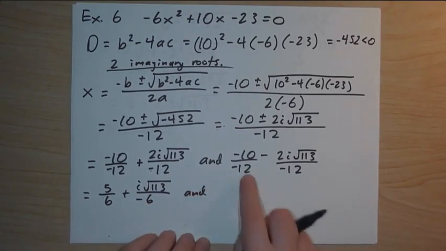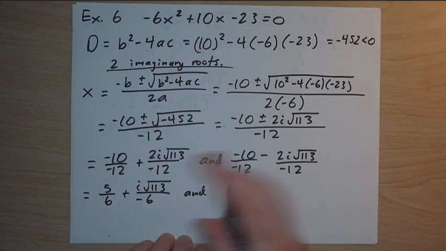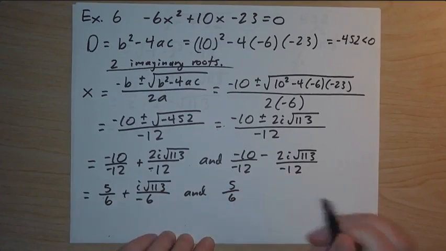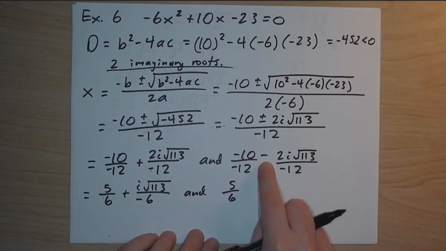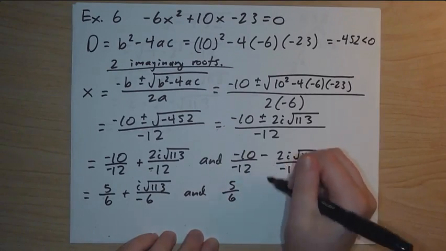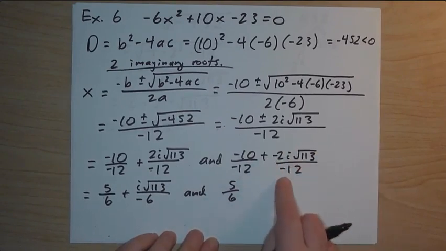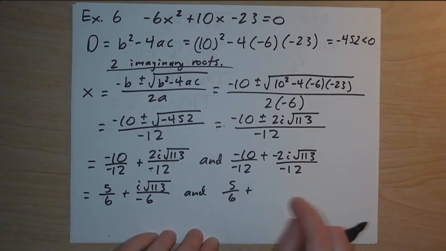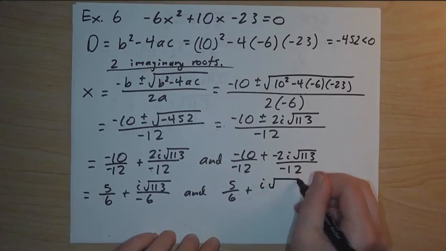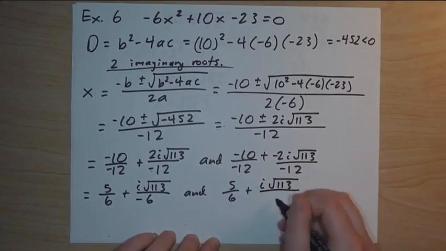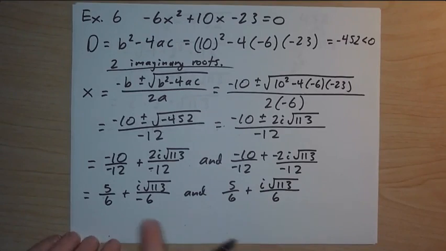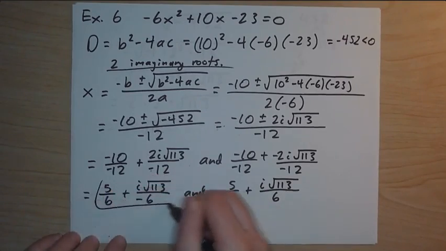Going on to the next one, we already simplified this fraction over here, so we already know that it's 5/6. And here I wrote it in a funky fashion, but this is the same thing as plus minus, so we have a minus over a minus, which is going to give us a positive. So this is plus, and 2 and 12 have the common factor of 2, so taking out the 2, we have i square root of 113 divided by 6. So these are our two imaginary roots.